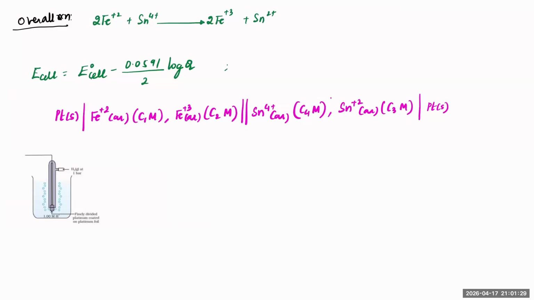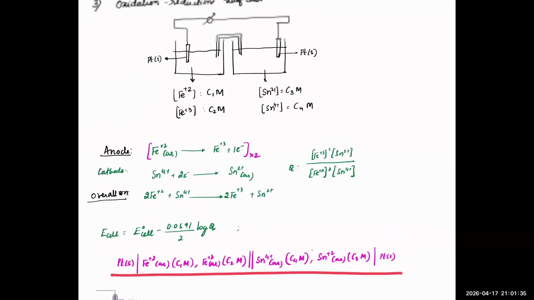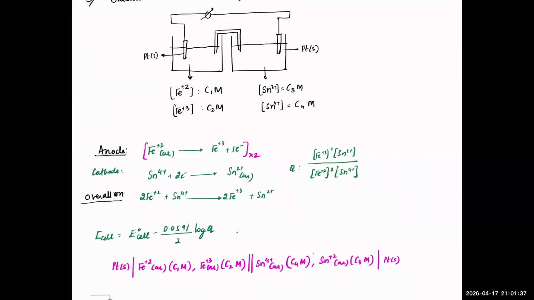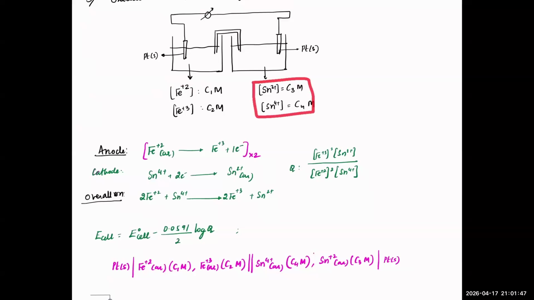So this is about the cell notation. Okay, this is how the cell notation looks like. All right. So please check with the cell how it looks like. Platinum electrodes are on both ends. Both these compounds are getting oxidized and reduced in the same solution. Here also it is in the same solution. So please do check.